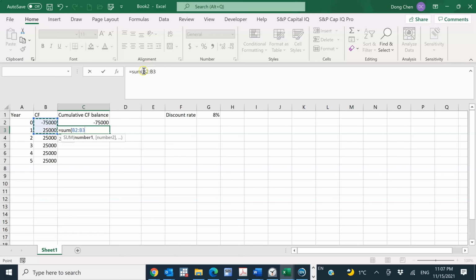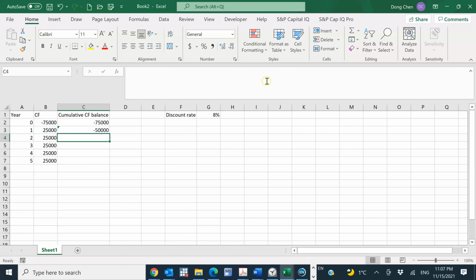But I want to do a small trick here by fixing the cell value. Why do I do that? Because I want to calculate the cumulative cash flow balance for all the years. So I can do this here. You can see this for this year. Actually, I don't need to add this dollar sign here. Basically, by adding the dollar signs, I fix the cell.